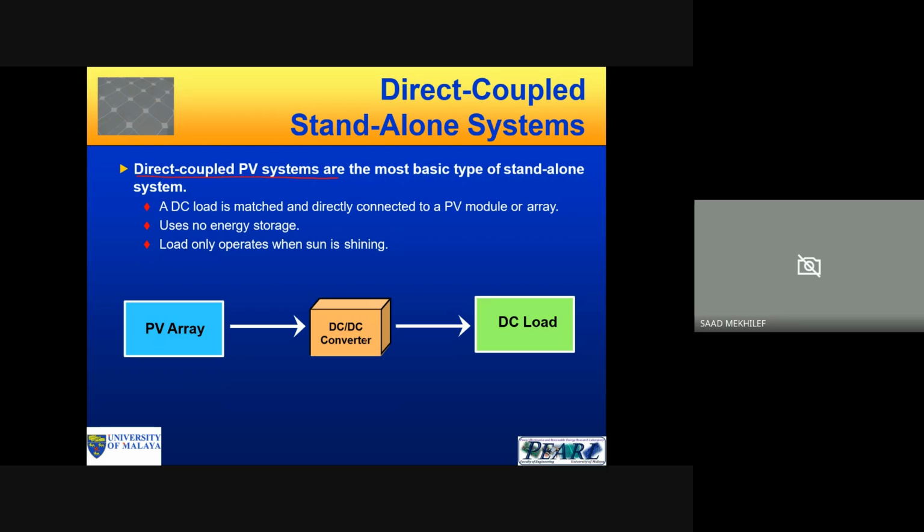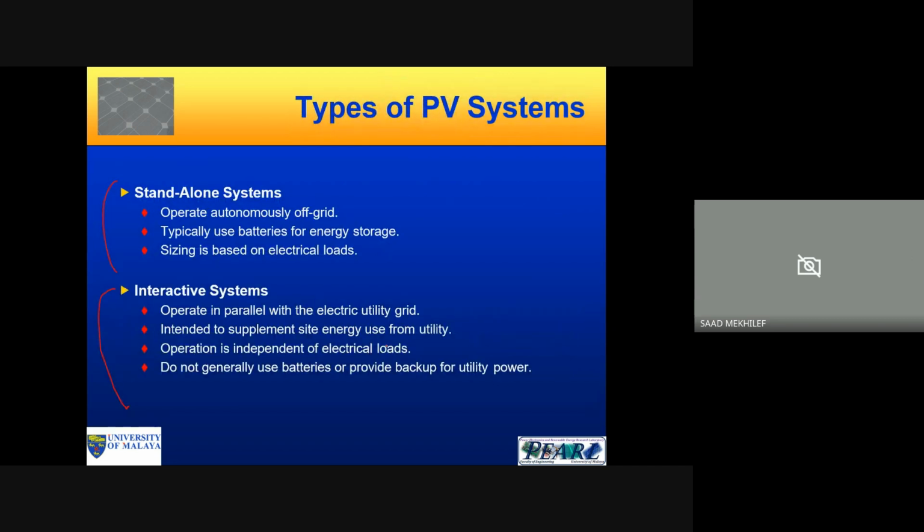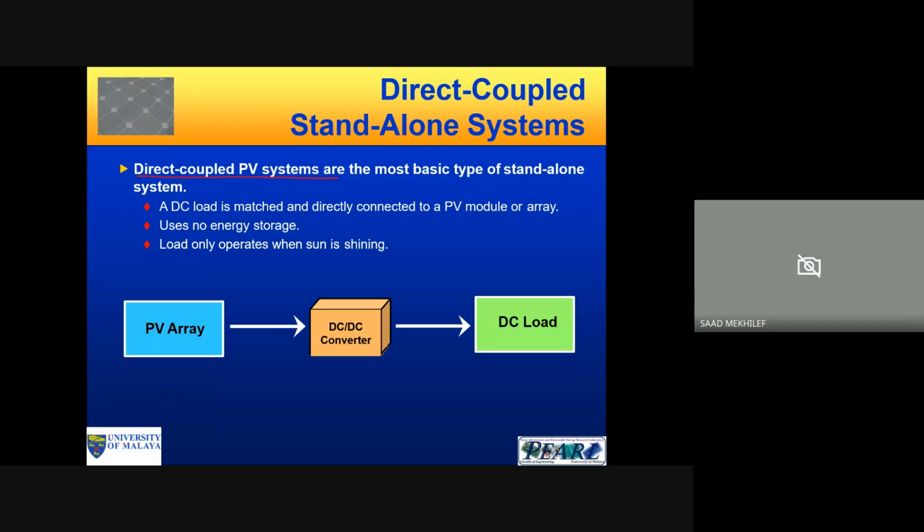And the load operates only when there is sun. I think you got what I mean. Is this clear? So maybe I can give you some applications of this.